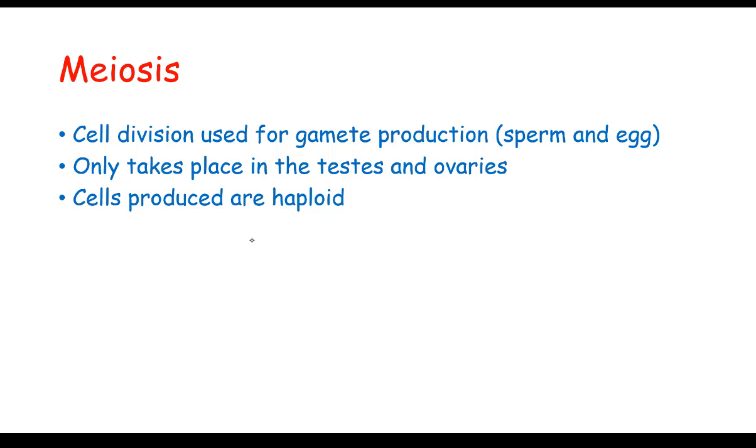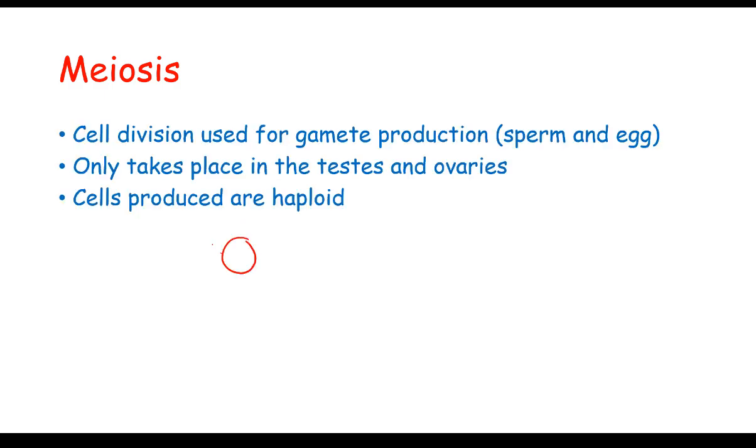Now, the reason they're going to be haploid is because if we have a sperm, which contains 23 chromosomes, and an egg, which contains 23 chromosomes, they will join up and form a zygote, which has 46 chromosomes. So it basically means that to produce a new person, half of the DNA or half of the information comes from the father's sperm, and half of the information comes from the mother's egg.